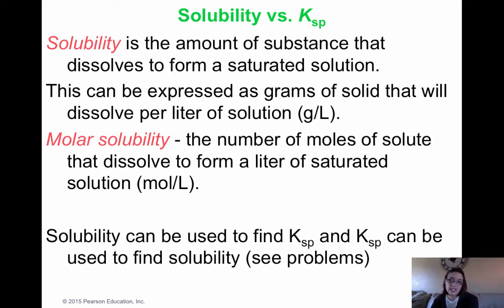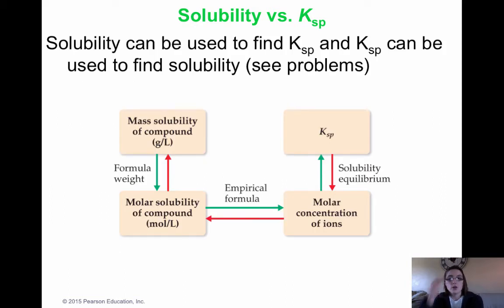So solubility is actually used to find KSP, and KSP can be used to find the molar solubility. And we're going to be looking at different examples where we're actually solving for both. So with solubility and KSP, if you're given the solubility of a compound in grams per liter, you can find the molar solubility simply by multiplying by the molar mass, or dividing. It depends on which way you need to go. Just use factor label, use dimensional analysis, use the molar mass to get from grams per liter to moles per liter.